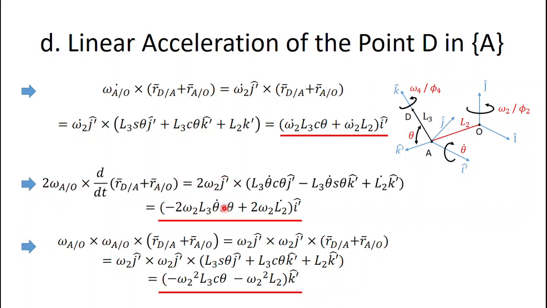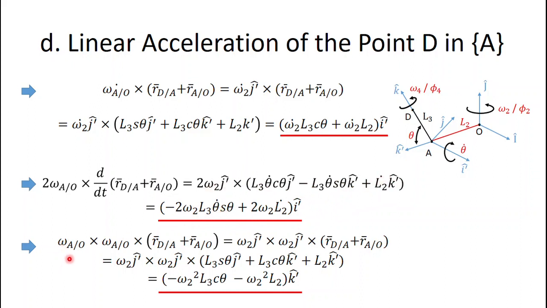Again, this term is just omega 2 J prime cross product with the time derivative of this entire thing, which we know from the previous section is just the time derivative of L3 sine of theta J prime plus L3 cosine of theta K prime, and this term is just L2 K prime. So we take the time derivative of these terms and then take the cross product. J gets cancelled with J.